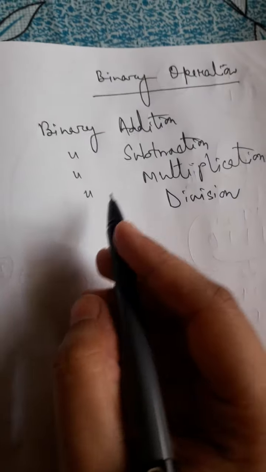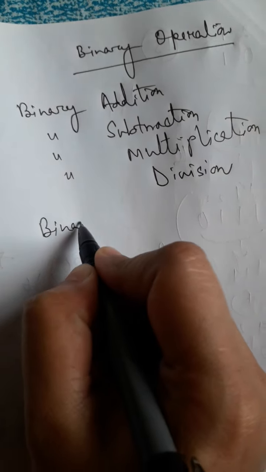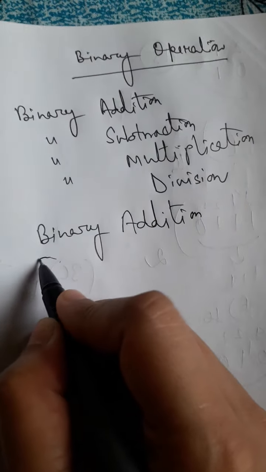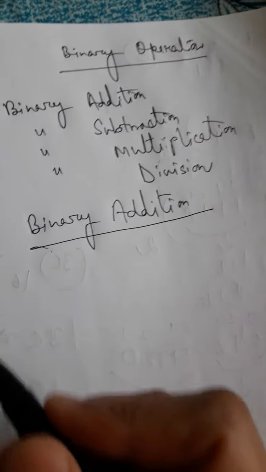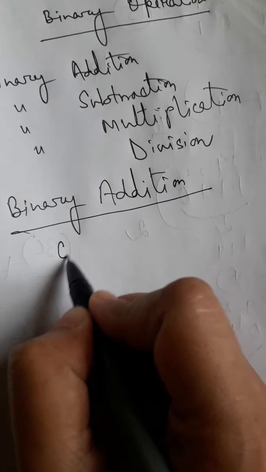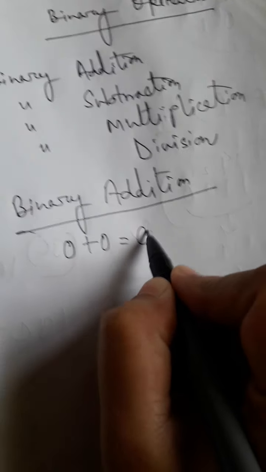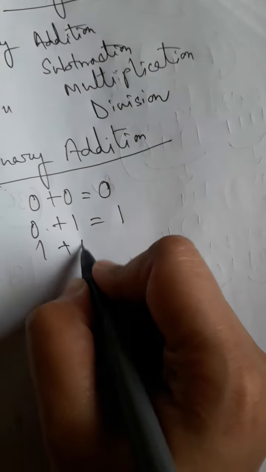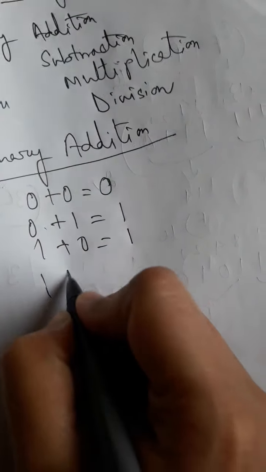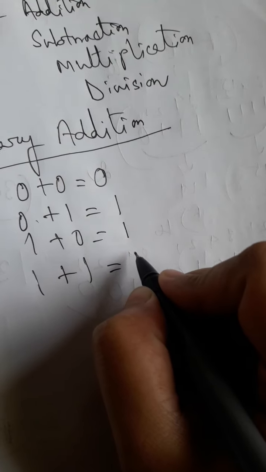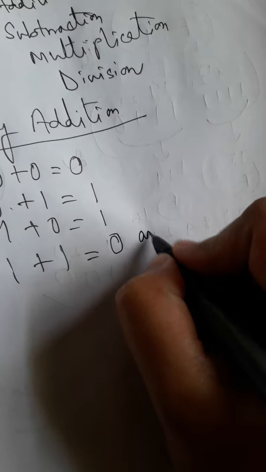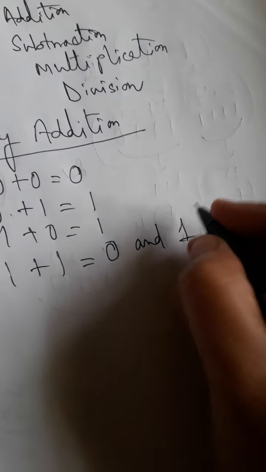First, I am starting the concept of binary addition. As we know, the binary number system deals with only 0 and 1. So first we have to know, if we add 0 with 0, the output will be 0. If we add 0 plus 1, the output will be 1. If we add 1 plus 0, it is the same as 1. 1 plus 1 will be 0 as an answer and 1 as carry forward.